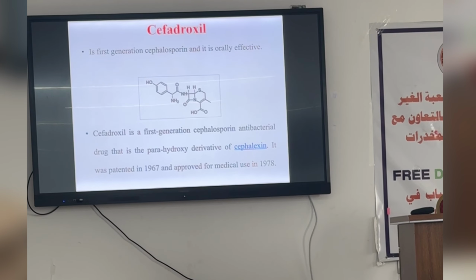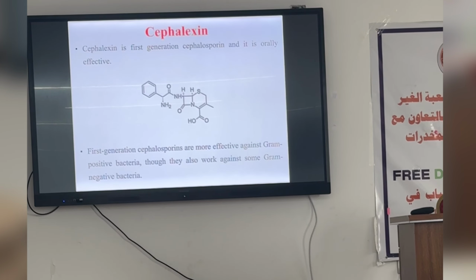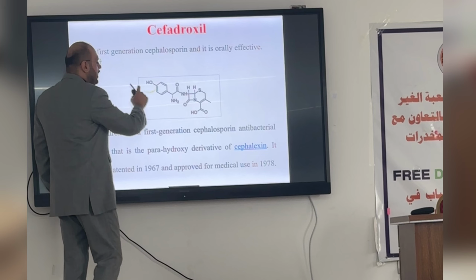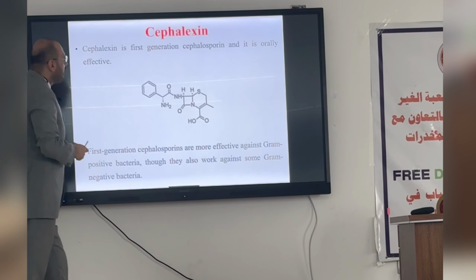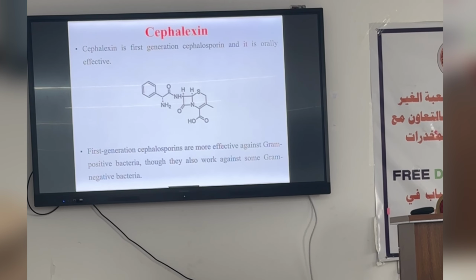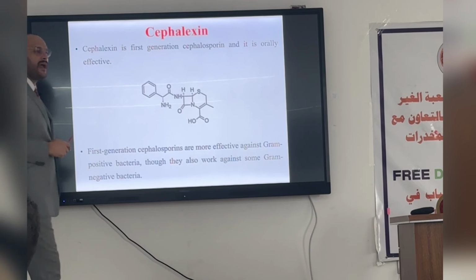If you compare the structure of cephadroxine to cephalosporin, we have just one point of difference, and that point of difference is this OH, a para-hydroxyl group. If you know cephalosporin, you know the other compound, the same generation. It is again a first generation cephalosporin and it's orally active. We have the same story here.